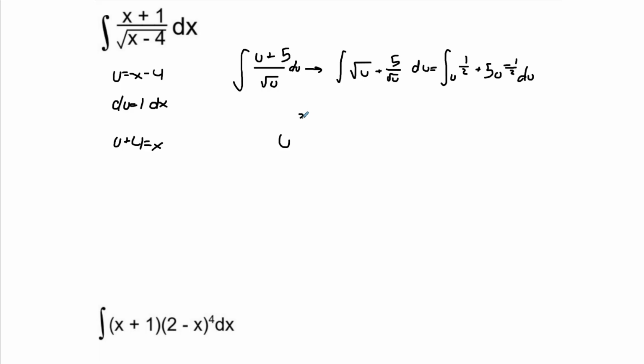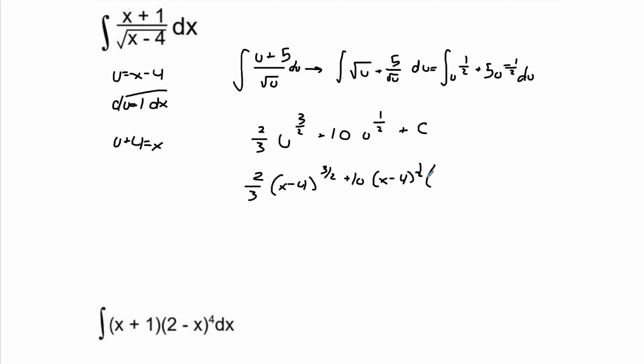So we would have u to the 3/2, right? And then we need to multiply that by 2/3 to get a 1. And then plus, we would have a u to the 1/2, and we have to multiply that by 10 to get 5, right? And then plus c. So then after that, we just plug in our number for u. So that's going to be x minus 4. So 2/3 times x minus 4 to the 3/2 plus 10 times x minus 4 to the 1/2, and then plus c, right? This should have a plus c. And this should say x minus 4. My apologies.